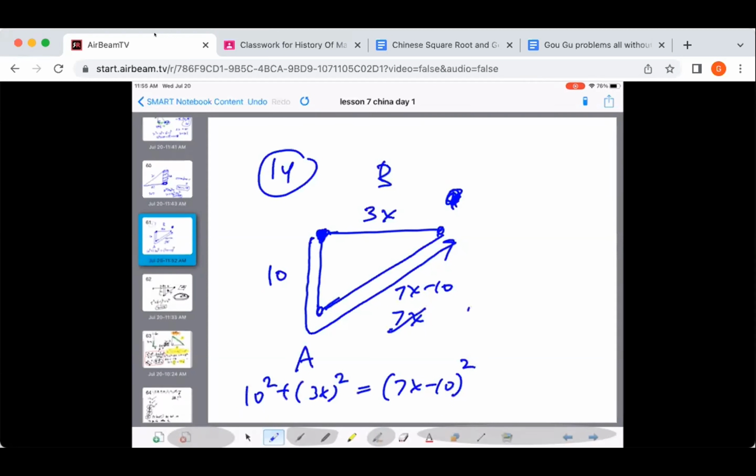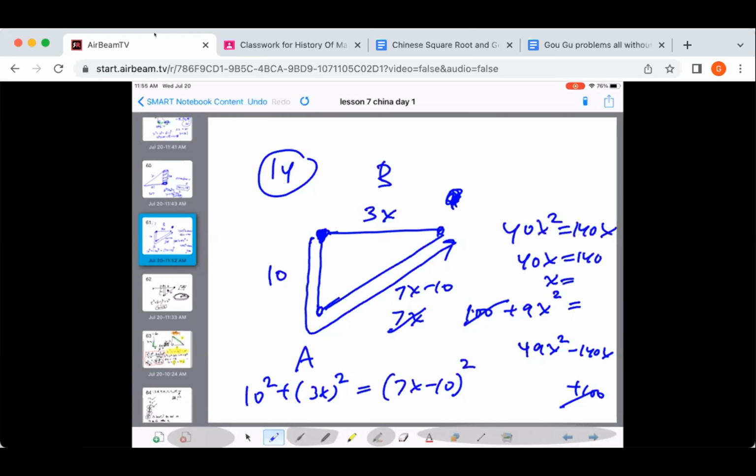Which becomes 100 plus 9x squared equals 49x squared minus 140x plus 100. Now the hundreds cancel out. And we end up with 40x squared equals 140x, which is 40x equals 140, or x equals 14 over 4, which is 7 over 2, which is 3.5.